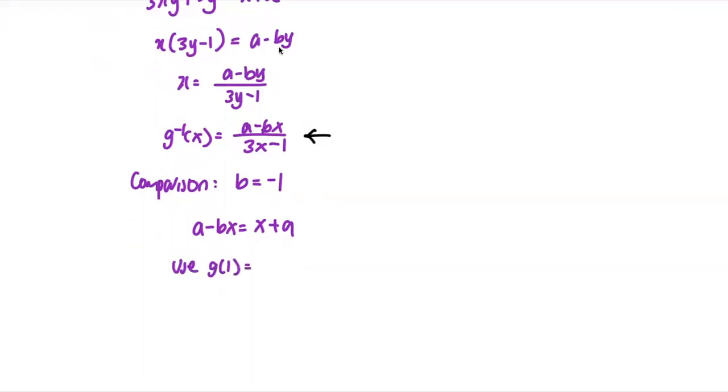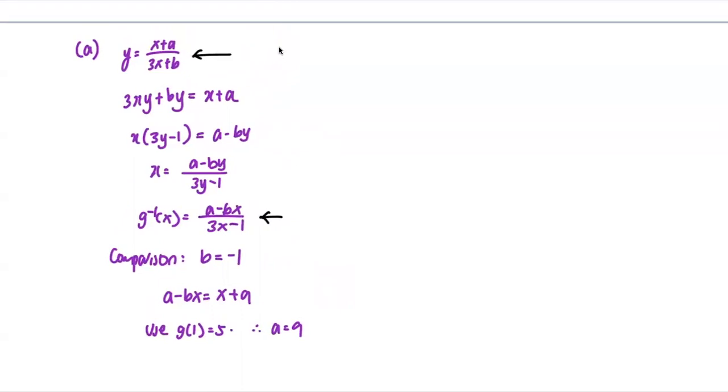Use g(1) equals 5. Therefore, a is 9. As in the other ways, this is just one way. Another way is to do long division of g(x). That's another possible way.